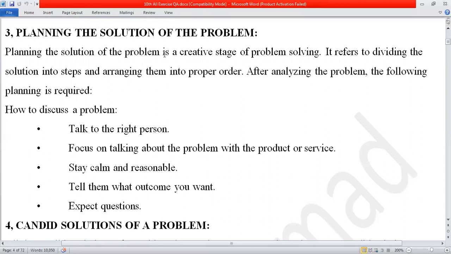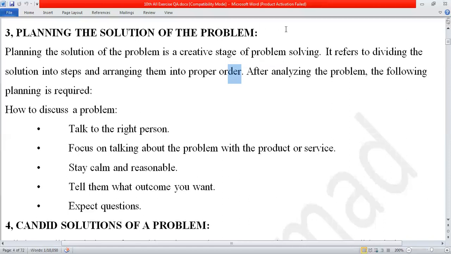Planning the solution of the problem is the creative stage of problem solving. It refers to dividing the solution into steps. Now, when you have gathered all the information, you will divide that information or files stepwise and arrange them into a proper order. Because in an office, you will see there are a lot of files present. They give you, read this one. Now when you have collected and understood the problem, and analyzed the problem, you will come to your own organization, your own company, and you will arrange them properly.